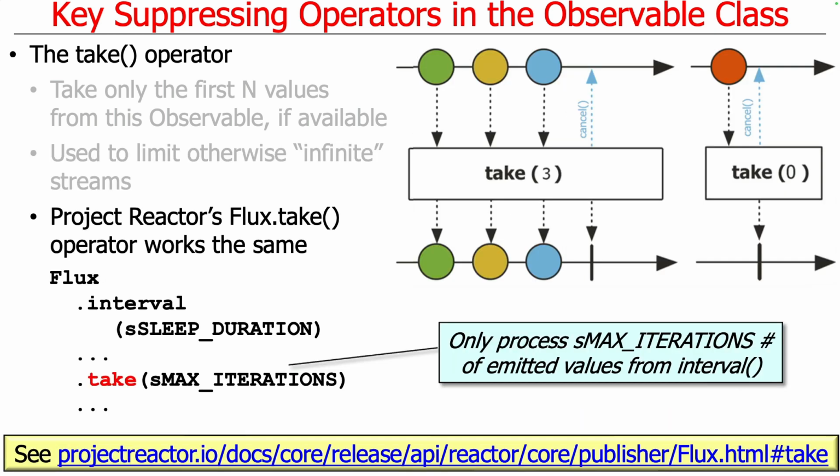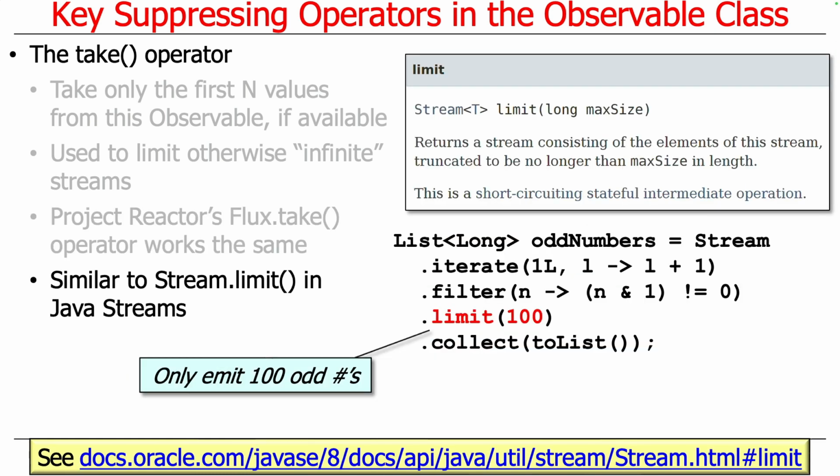Project Reactor has a take method on its Flux class that works exactly the same as take does on observable. And this should look very familiar to you because Java Streams has something identical to this as well. So you can see here that we're going to have a stream that's going to go from 1 to infinity. We're going to get rid of anything that's an even number, and then we're going to limit ourselves to the first 100 of these things, and then we collect that into a list.